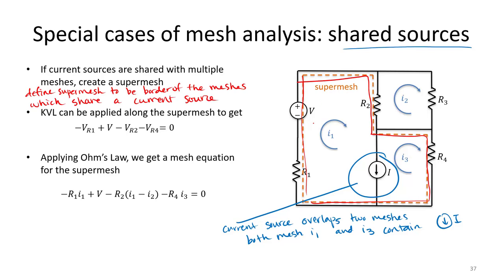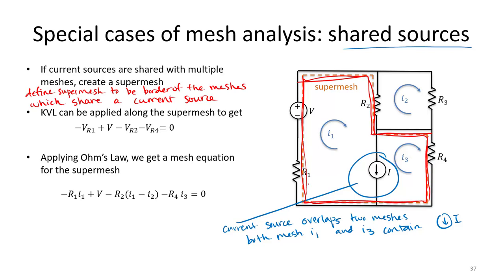So notice in this case, we combine mesh I1 and I3, and we make this larger area here. We call that our supermesh. And then look what we can do. We can actually apply Kirchhoff's voltage law to our supermesh. Remember, Kirchhoff's voltage law says the sum of rises and voltages across any closed loop must be zero, and the supermesh is still a closed loop.